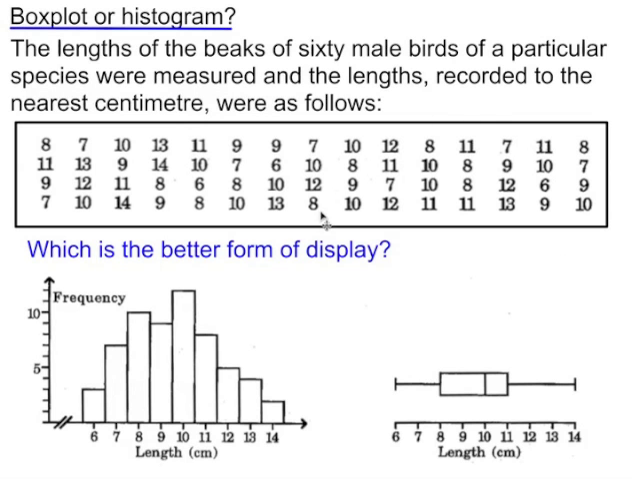Now I'd like you to consider this example where we have 60 male birds and their beaks have been measured to the nearest centimetre. This data has been displayed in two different ways, a histogram and a box and whisker plot. Which do you think is the better form of display? Both have their advantages and their disadvantages, but I'd like you to pause the video and write down what you think. What would be the benefits of each form of display and what would be the disadvantages?